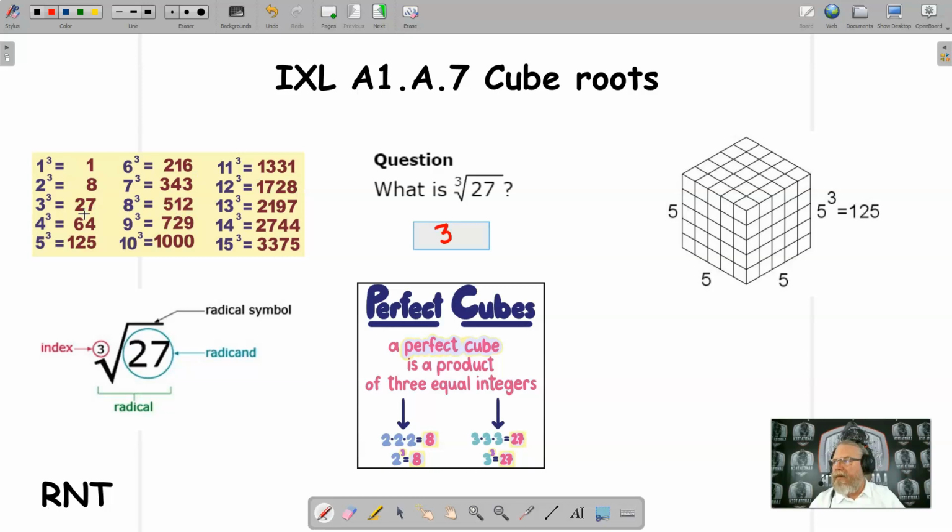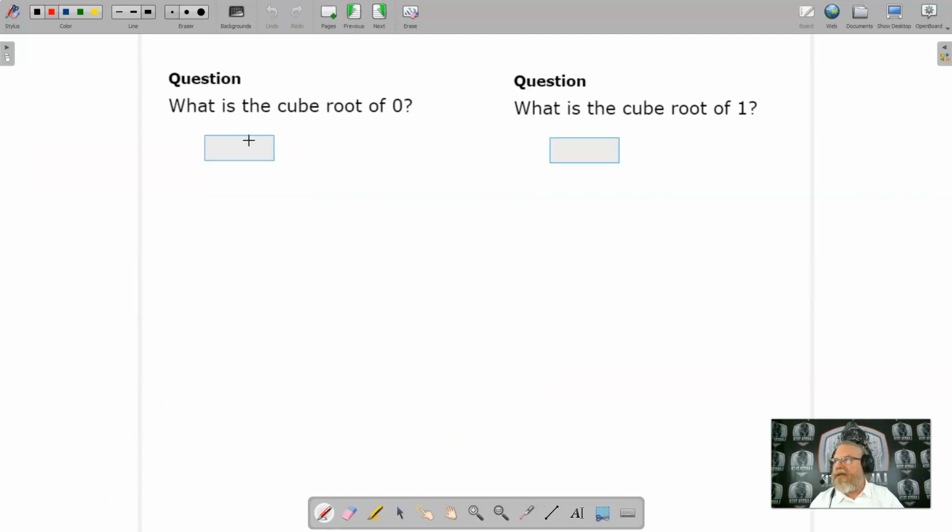So again, you might want to get a graphic organizer like the one you see here and use that throughout this activity. That'll be really helpful. On our next slide, we see: what is the cube root of 0? Our index is 3, our radicand is 0. So what number times itself 3 times gives us 0? Well, that's 0 times 0 times 0, which equals 0. So the cube root of 0 is 0.